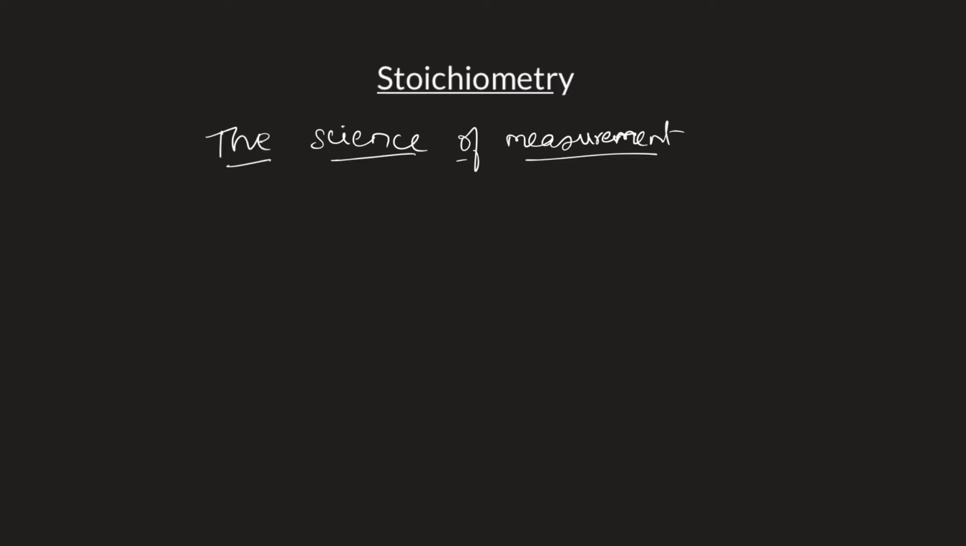Hi guys, in this video we are going to learn about the topic of stoichiometry. Stoichiometry is the science of measurement. So in chemistry, when you perform a chemical reaction, you don't just mix chemicals in random amounts, because A, that would be wasteful, and B, you want to make sure that you make the correct amount of product that you wanted. And so in order to figure all of that out, we have to learn the topic of stoichiometry.